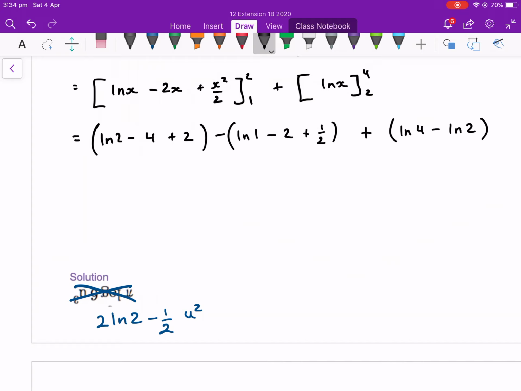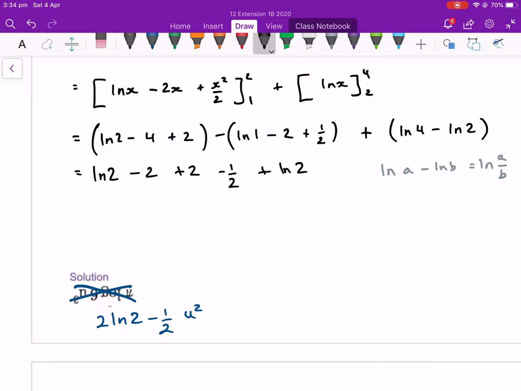All right, lots of things we can simplify here. So let's look at this first bracket. We end up with ln2 minus 4 plus 2, sorry, is minus 2. Minus ln1, well, ln1 is just 0. And we've got minus lots of minus 2, so plus 2. Minus lots of a half, so minus a half. And then in this end bracket, ln of 4 minus ln2 is the same as ln2. And that, again, is just using the log law that if you've got ln of a minus ln of b, that's equal to ln of a over b.